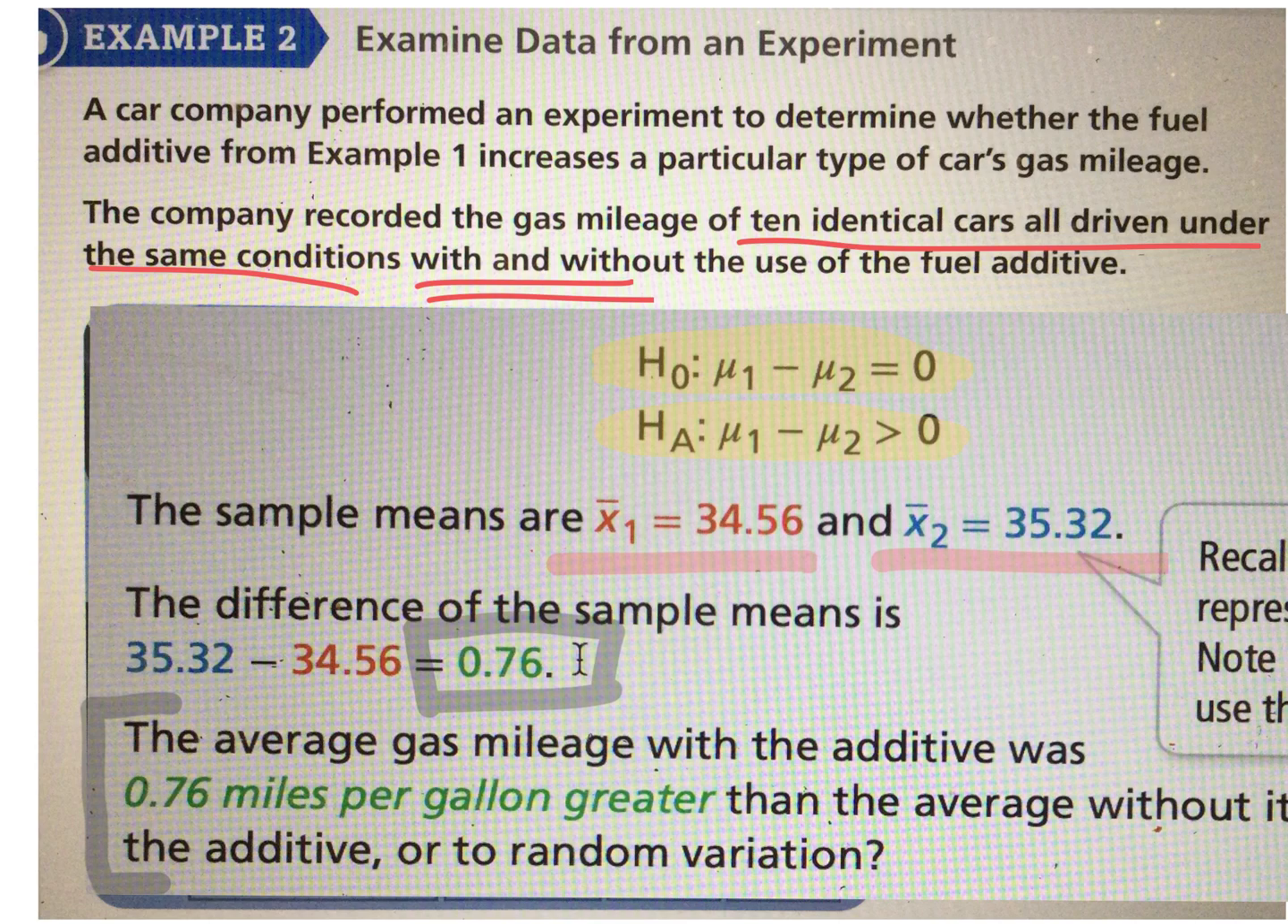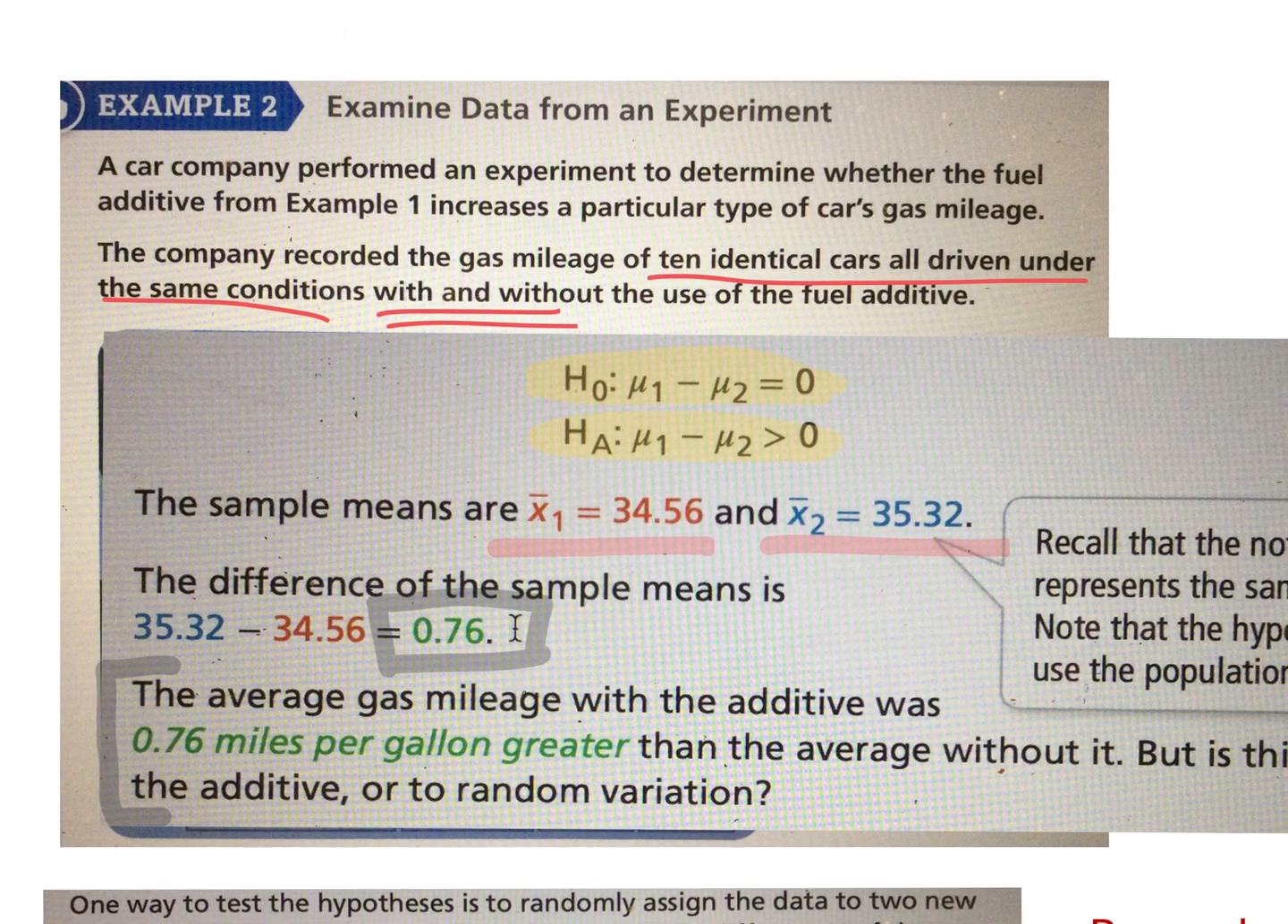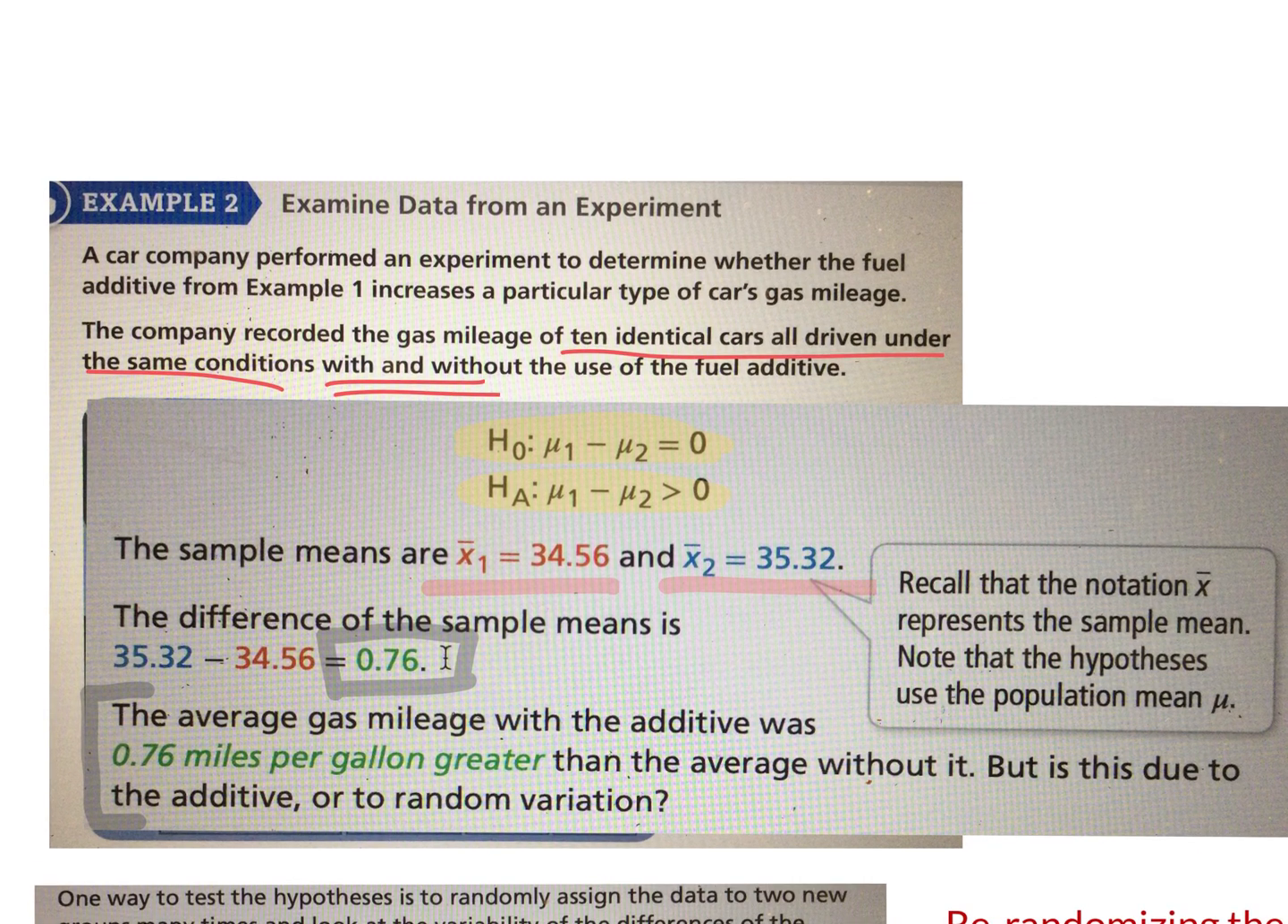Okay, so that leads us to the question: is that because of the additive? This is the big question, and I would write this down. Is this due to the additive itself, or is it due to random variation? For example, I know it says 10 identical cars, but the chances of 10 of the same car driving on the road, even under similar conditions, getting the exact same gas mileage is actually pretty low. That would be like saying a group of 10 runners are getting the exact same times. Okay, so then we need to do some things to test that.